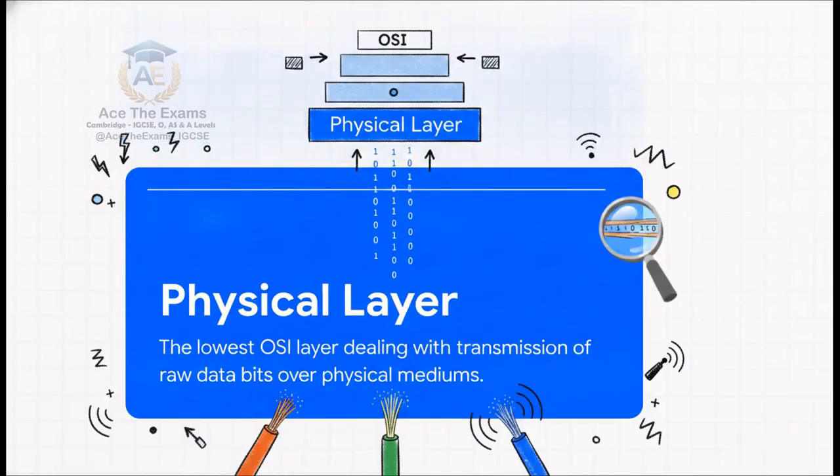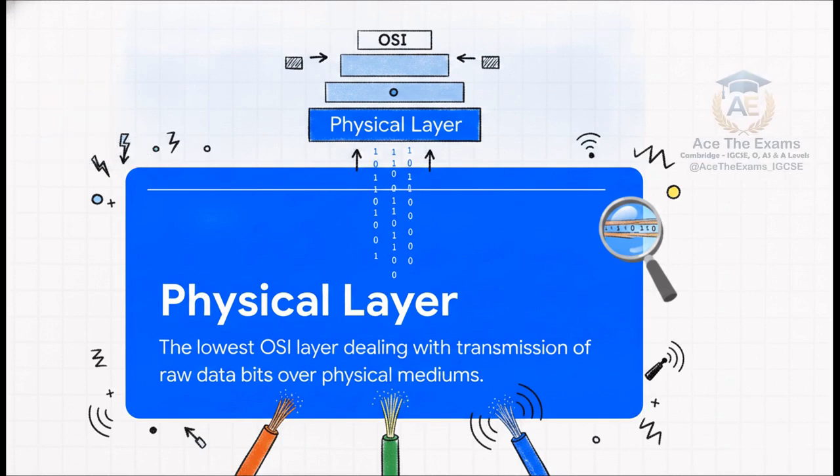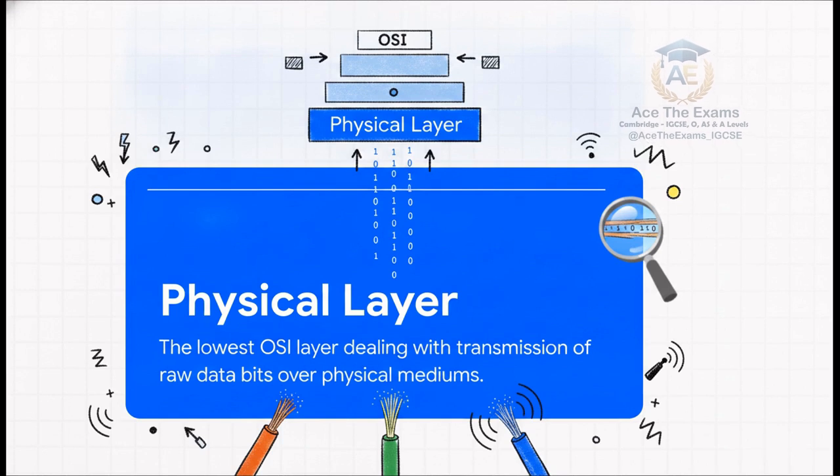So, what is it? The physical layer is the absolute foundation of network communication. It's the lowest layer in the OSI model. Its job is to convert data frames from the data link layer into raw bits, ones and zeros, over a physical medium. Now, Alex sees this question and immediately writes down everything he knows about cables. He writes a massive paragraph about copper versus fiber optics, but forgets to actually define the layer's primary role. Sam, on the other hand, just writes, it sends ones and zeros. Both of them are dropping massive marks here.